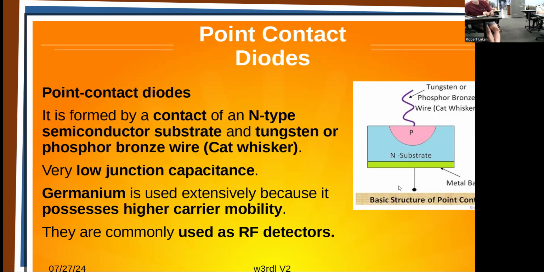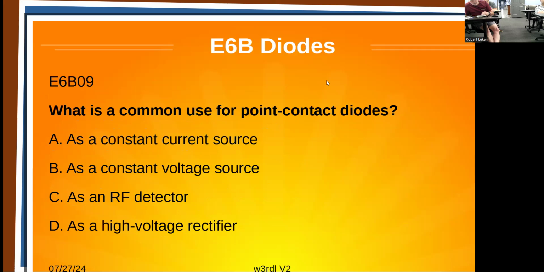And you usually find these in things like an RF detector, another high frequency device, low current. It's not a power device. What's a common use for point contact diodes?